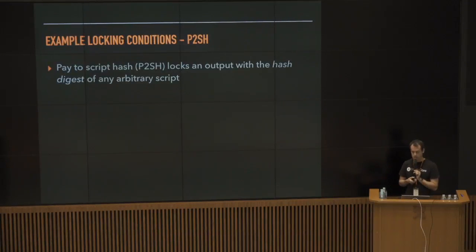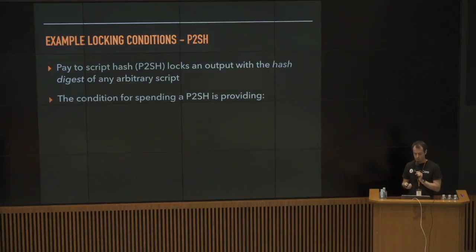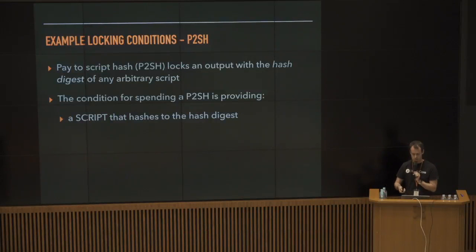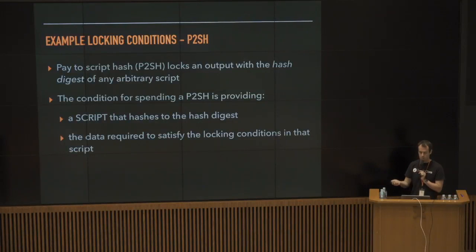All right, next up is pay to script hash. And pay to script hash locks an output with some arbitrary script. And you just provide the hash digest of that arbitrary script. And the condition for spending that is providing a script that hashes to that digest, plus the data required to satisfy the locking conditions on that script. Right, so the spender provides a script in this case.